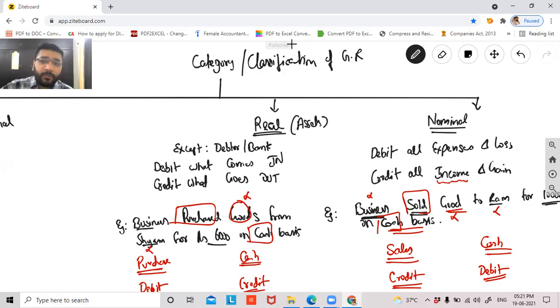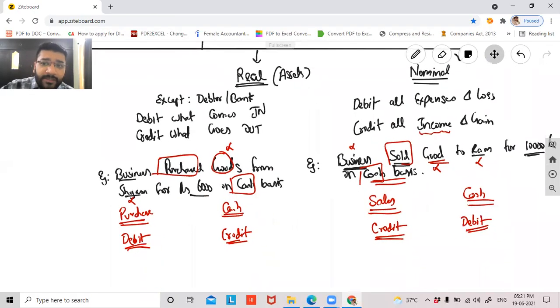Now tell me, guys, the two transactions which I gave you. Let's talk about this first. Business sold goods to Ram for 10,000 rupees on cash basis. Sales, you have identified how you need to debit and credit. Let's talk about cash, guys. Cash. Do you sense the flavor of income, expense, gain or loss? Do you sense the flavor of asset or liability? You sense the smell of asset, more precisely asset. Yes or no? Yes, sir.